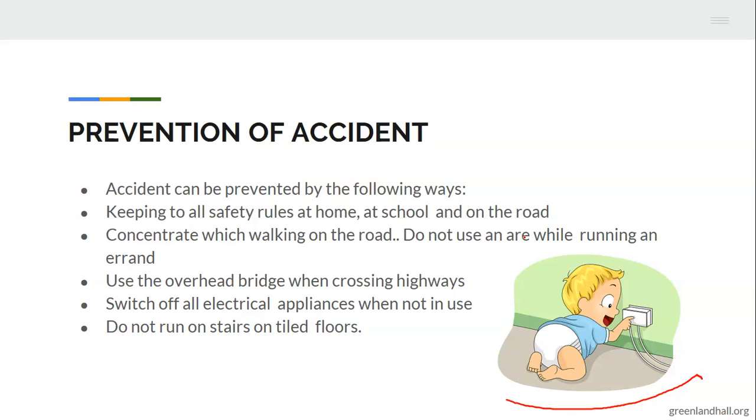Then, switch off all electrical appliances when they are not in use. When you're not using your circuits in the house, everything that has to do with light and electricity, as much as possible, switch them off. If you need to go out of the house, and everyone is going out, please switch it off. You want to go and sleep at night and nobody is watching any program on the television, please switch off the television. Switch off all electrical appliances, the washing machine, everything that has to do with lights. Please switch them off.